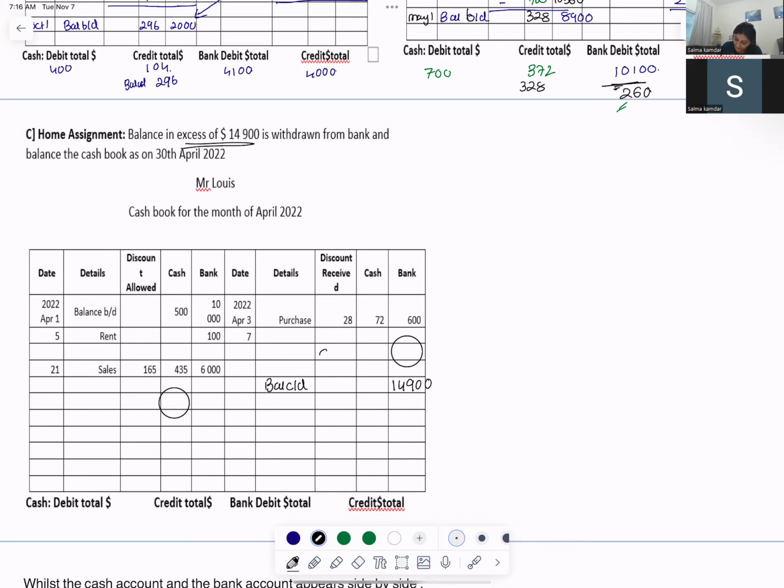Remaining will be a contra entry. So it is going from the bank, so you will write cash here. It is coming in the cash, so you will write bank here. And this will be done on the last date.